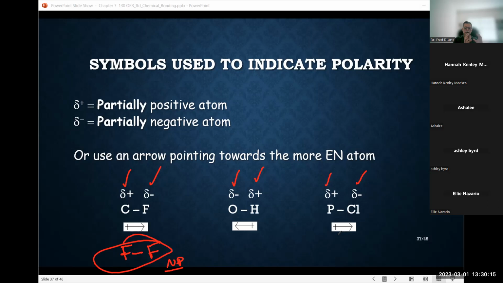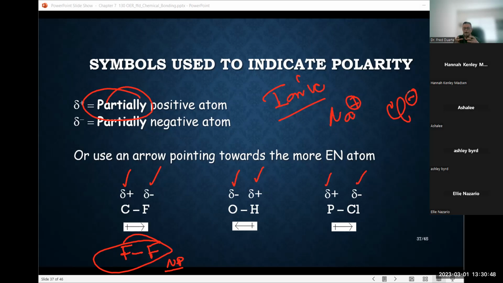Again, it's a partial charge. This is the symbol, lowercase delta. It's a partial charge. Unlike ionic compounds, and I can't overemphasize, ionic compounds have a full charge. So when we look at the sodium ion, we got a full positive charge. When we look at the chloride ion, we got a full negative charge. That's an ionic compound.